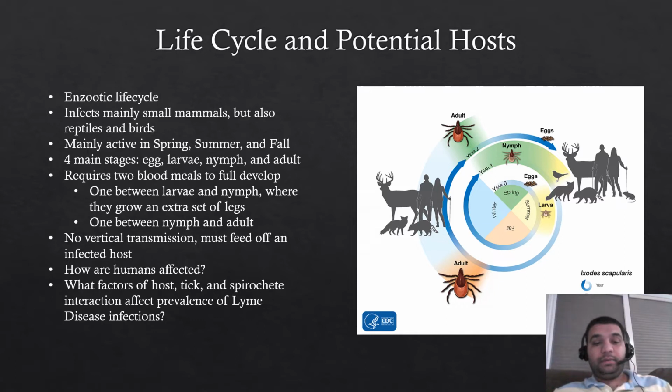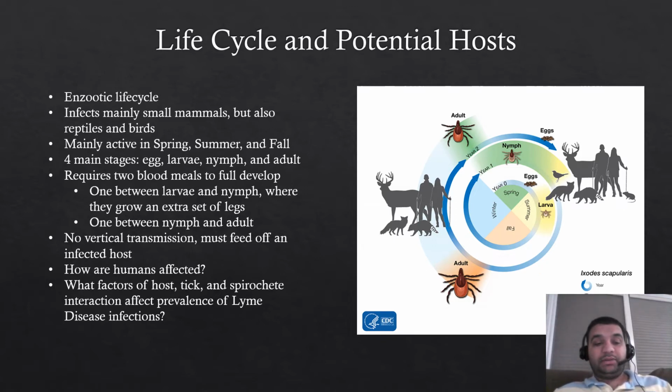Between larva, nymph, and adult, there are two blood meals taken from any of those reservoir hosts we talked about before. If it takes a blood meal from an already infected reservoir host, it will take up the spirochaetes and be able to transmit them to another host. If it bites a human, that's how humans get infected with Lyme disease. There is no vertical transmission, so it has to feed off an infected host.